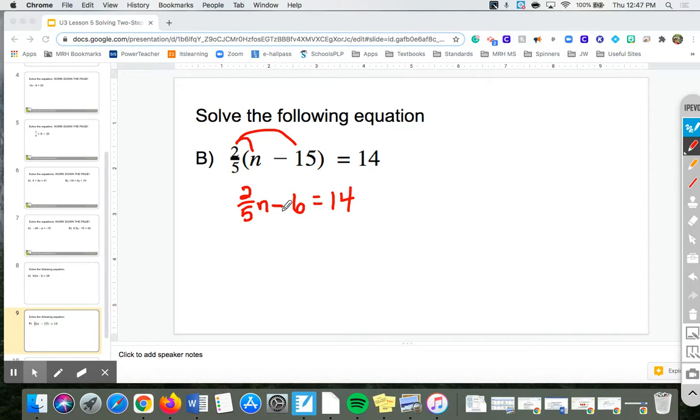So now I want to solve. First step: undo addition and subtraction. So I undo subtraction of 6 by adding 6 to both sides. Then all that's left on the left side is 2/5 n, which is equal to 14 plus 6, which is 20. So now I want to undo the multiplication of 2/5.